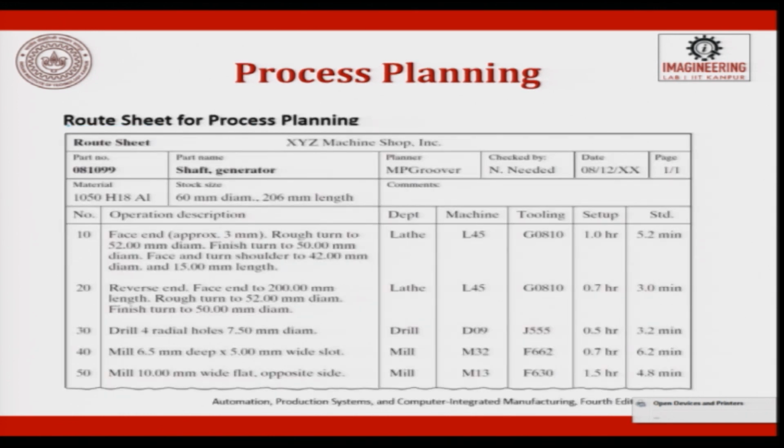It can quickly try to tell you. This is a typical route sheet for process planning. For example, this is the operation number, this is the description of the operation, this is the department in which the operation is to be done, in that department which machine to be used, in this machine what tool to be used, what fixture to be used, what is the standard. That means to say what is the cycle time. So, setting time.